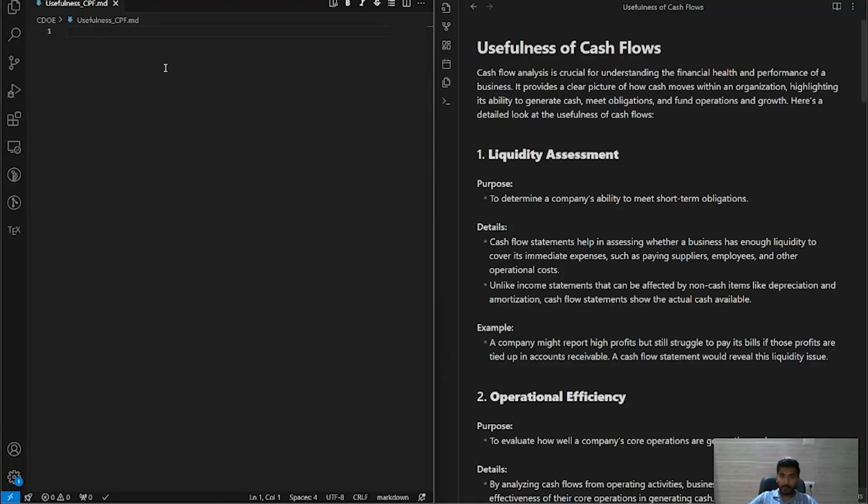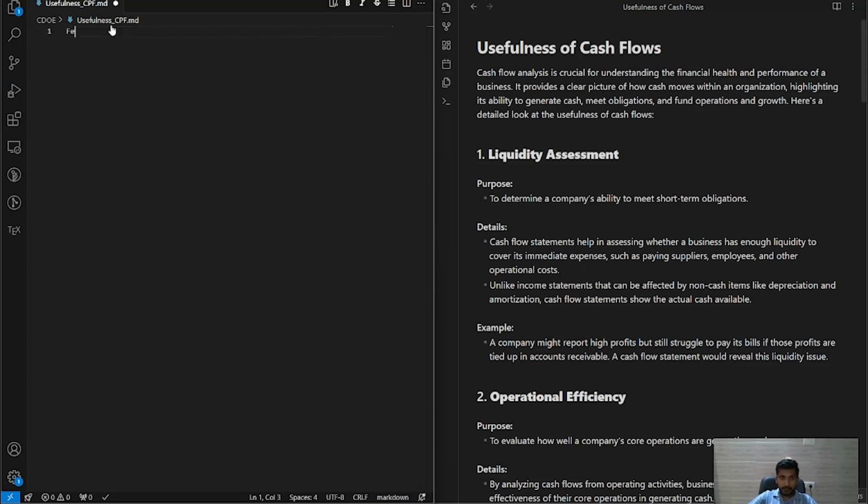Importance of the cash flow statement. Cash flow analysis is crucial for understanding the financial health and the performance of a business. It provides a clear picture of how cash moves within an organization, highlighting its ability to generate cash, meet obligations, fund operations, and grow. Here is a detailed look at its usefulness.